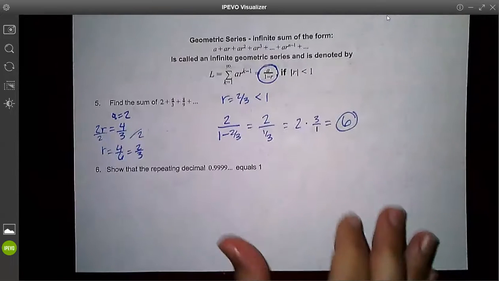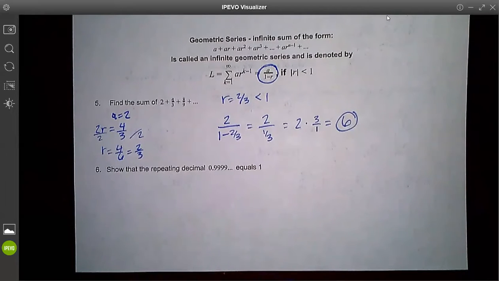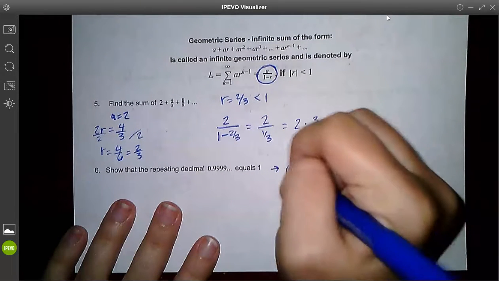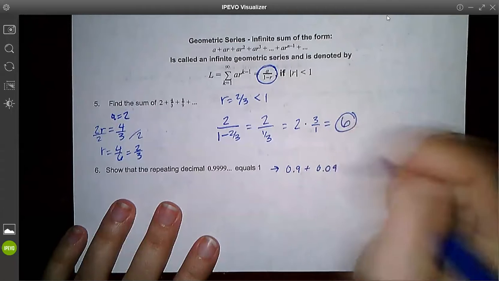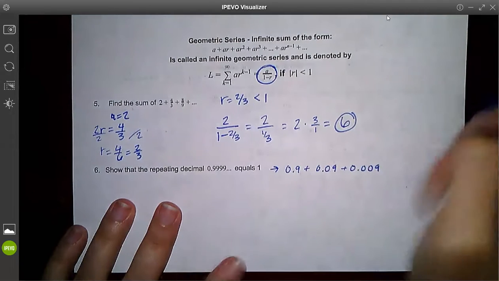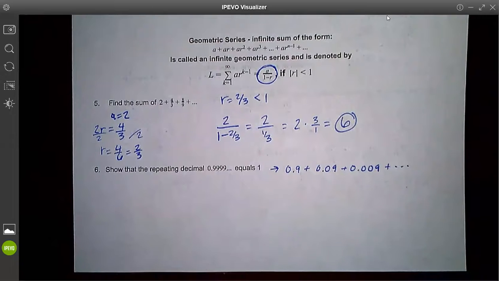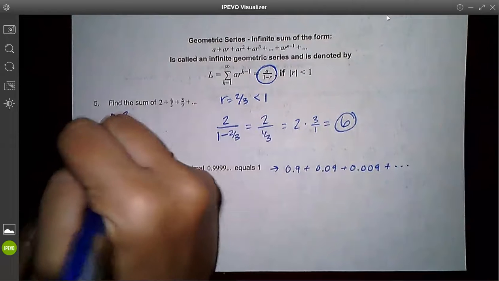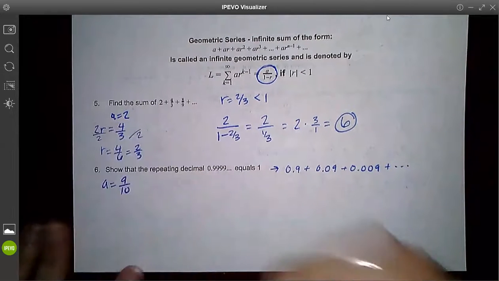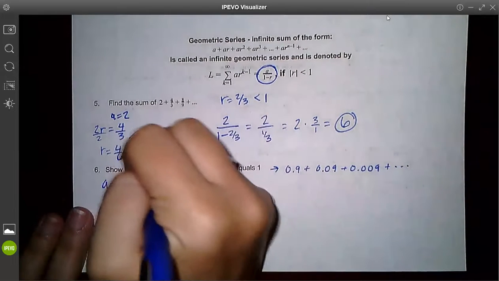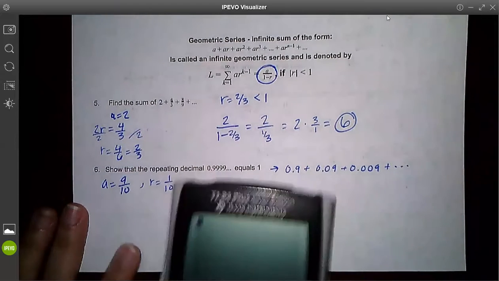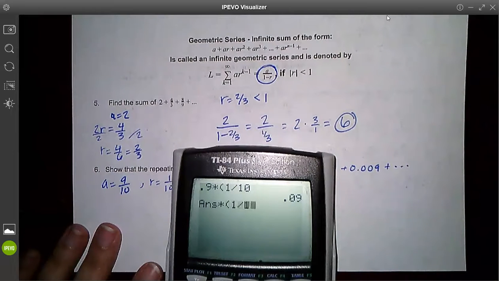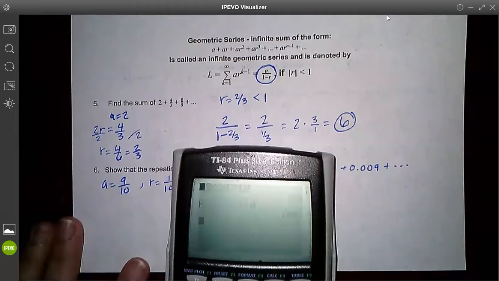And then this last one, I really like this. I think it's awesome that this decimal equals 1. So this decimal, 0.9 repeating, equals 0.9, plus 0.09, plus 0.009, plus all the way, right? Now, what you're doing each time is dividing by 10. So your first term is 9/10. And if you're dividing by 10, that's the same thing as multiplying by 1/10.